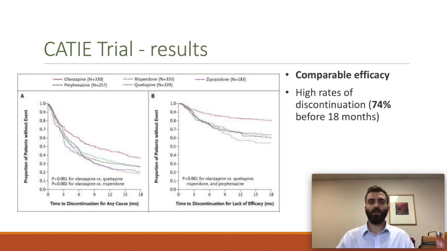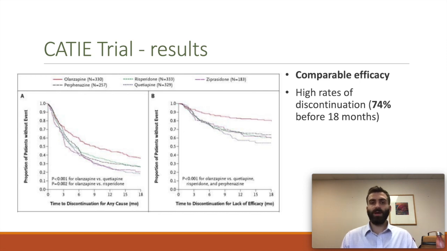And the results are shown here. Again, the primary result they were looking for was time to discontinuation. The left graph says any cause, and the right graph says lack of efficacy. You can see all of the agents are kind of clustered together, but olanzapine, the one in red, is separated a little bit. So it did a little better than the other agents in that it was discontinued less. But remember, they did dose up to 30 milligrams, so a little bit higher.